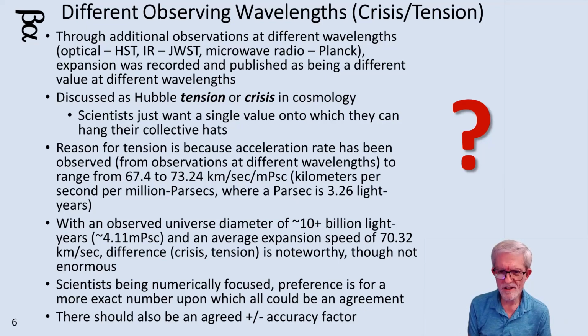It's not trivial. It's something that science wants to get closer agreement on. But they also, in their observations, have a plus or minus accuracy factor. So it's not just that it's like 67.4 and 73.24. Each of those observations has range bars associated with them. And they'd like to get not only the numbers closer together, but the range bars tighter.